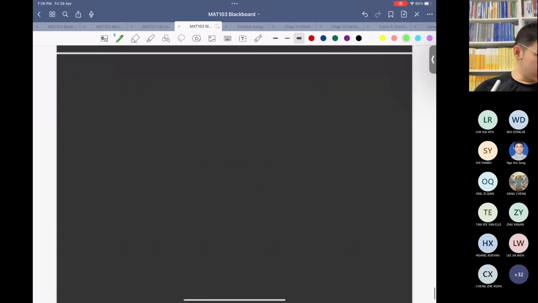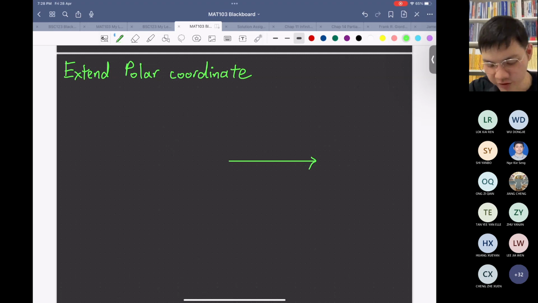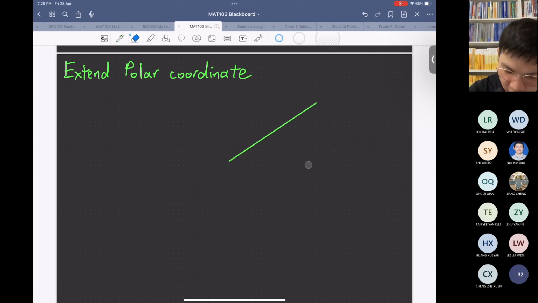Next, we can extend our polar coordinate. So what do I mean by extend? Just now we said that it's enough to use a positive radius and 0 to 2 pi to describe every point in the xy plane. But sometimes it is useful to introduce a minus radius. So what do I mean by minus radius?